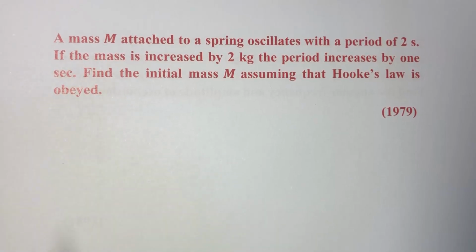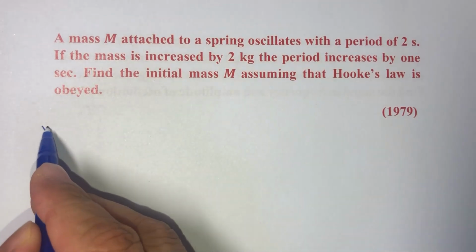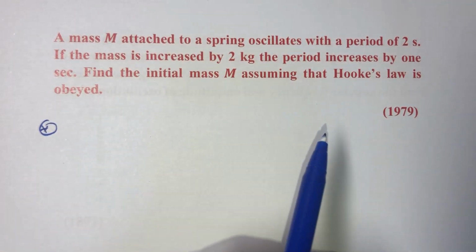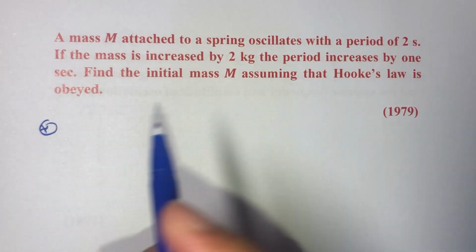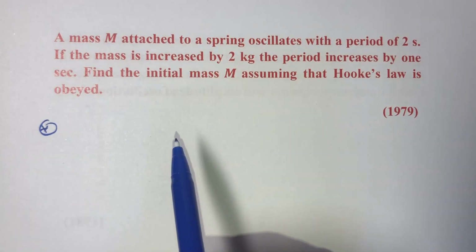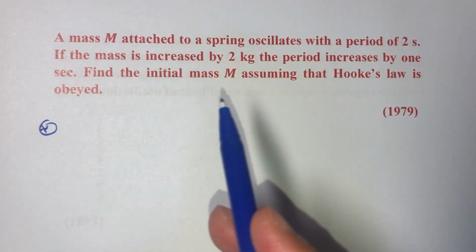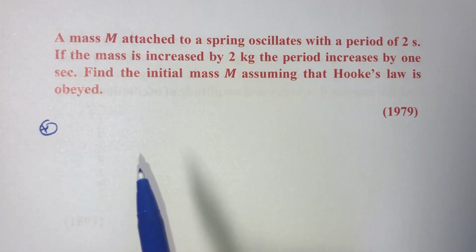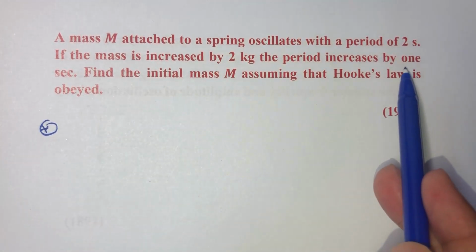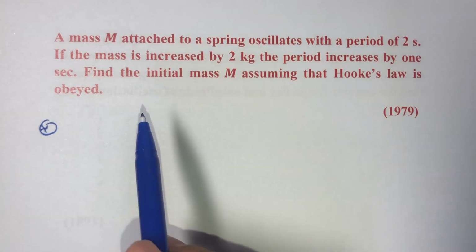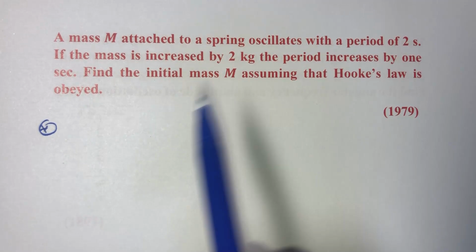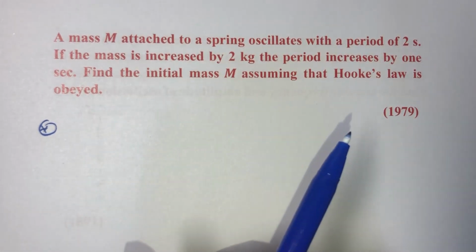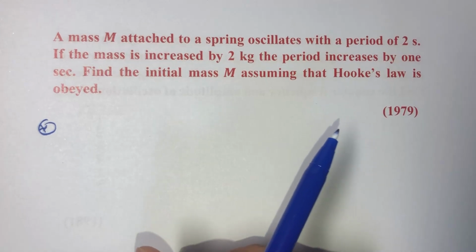So in this question, we are going to use the basic formula for the time period of oscillation. In that case, the mass will be m and the time is given as 2 seconds. In the second case, the mass is increased by 2, so now it becomes m plus 2, and the time is increased by 1 second. It means the time period becomes 3 seconds. So we have these two equations, and we are going to solve them for m. We have to find the mass.